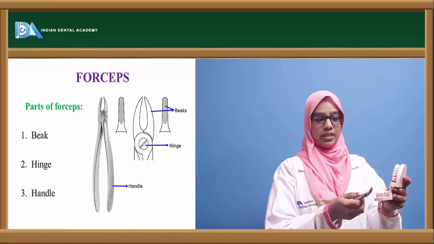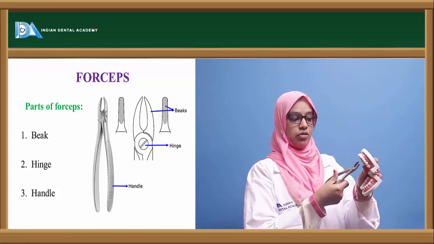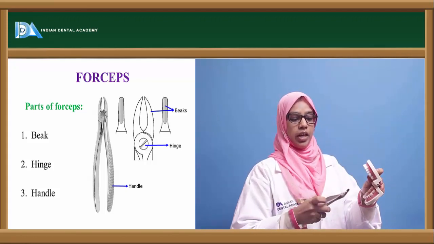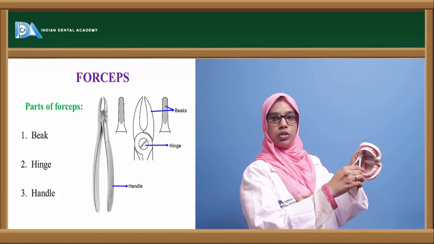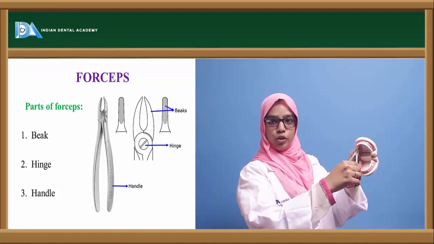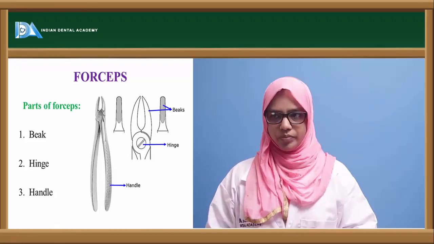If you're removing a maxillary tooth, the triangle will come on the buccal aspect and the curved area is going to be on the palatal aspect. So you will hold the tooth like this. And then you will do buccal, lingual movement, rotate it and remove it.